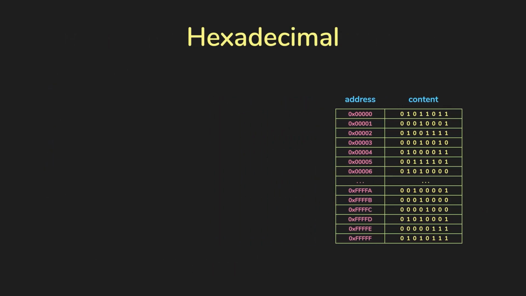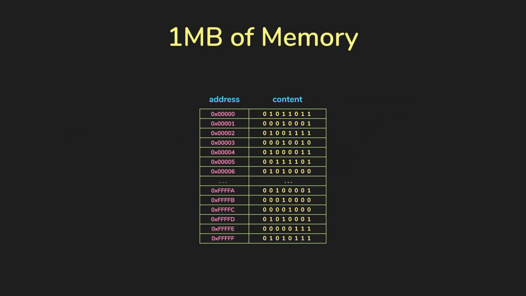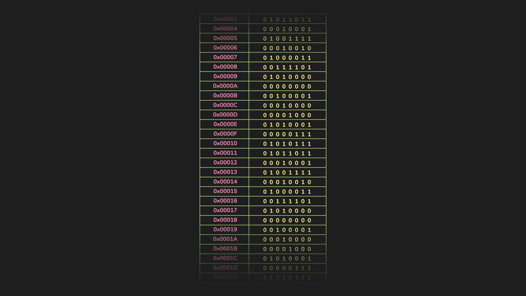Note that memory addresses are usually represented in hexadecimal. So for 1 megabyte of memory, the address of the first byte is 0x0, and the address of the last byte is 0xFFFFF.